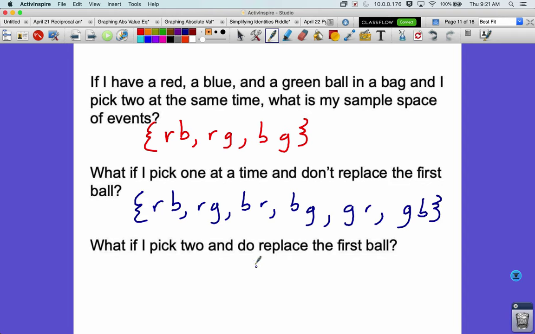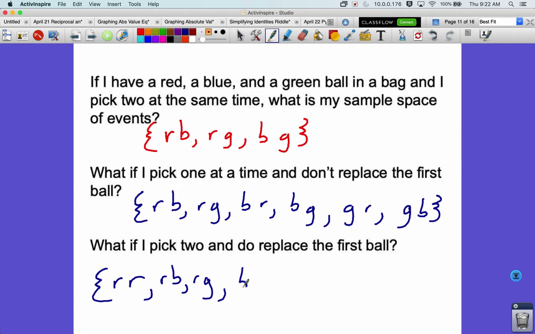Now, what if I pick two, but I do replace the first ball, but the order does matter? So this is similar to the first one. Well, maybe it's more similar to the second one. But I can go red, red because I pick out the red, but I put the red back in. So now it's in there to be picked. I can also go red, blue, red, green. This is more similar to the basketball ones right now, where you just sort of have to list them all out.